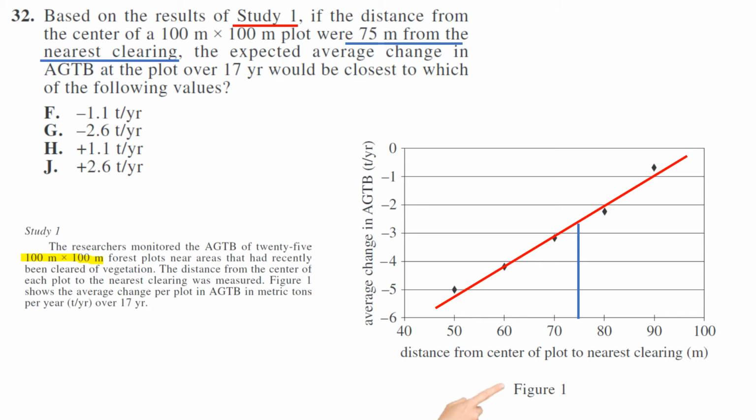The expected average change in AGBT would be what over 17 years? And again, 17 years, we know that's the time of the study. So we look at our numbers and they're negative. So it's about negative 2.6, so G. Don't get tripped up and accidentally say J because these are negative numbers. So make sure you have the correct numbers.